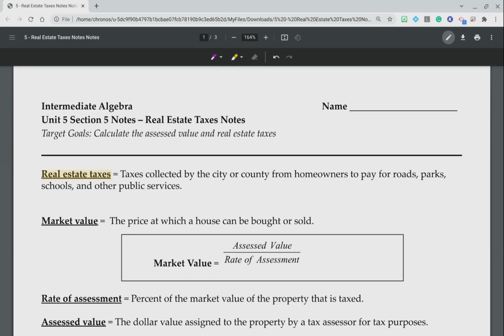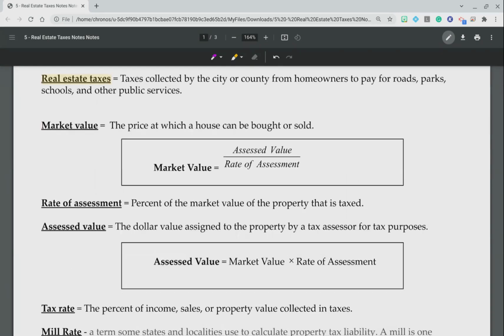Okay. Then we have a couple of formulas that are going to help us out with the math portion of this. The market value of your house is the price a house can be bought or sold at. So here is our equation for market value. You take what's called the assessed value and divide it by the rate of assessment. What do those two things mean? Well, the rate of assessment is the percent of the market value of the property that is taxed. We do have a formula for assessed value right here. That is the market value times the rate of the assessment. The assessed value is the dollar value assigned to a property by a tax assessment for tax purposes. A lot of new terms here.